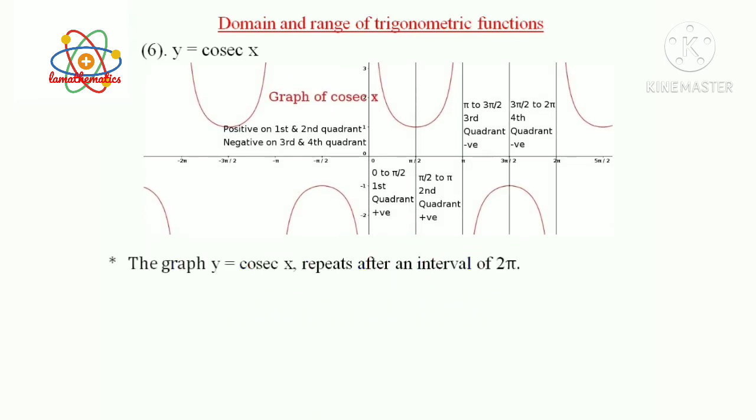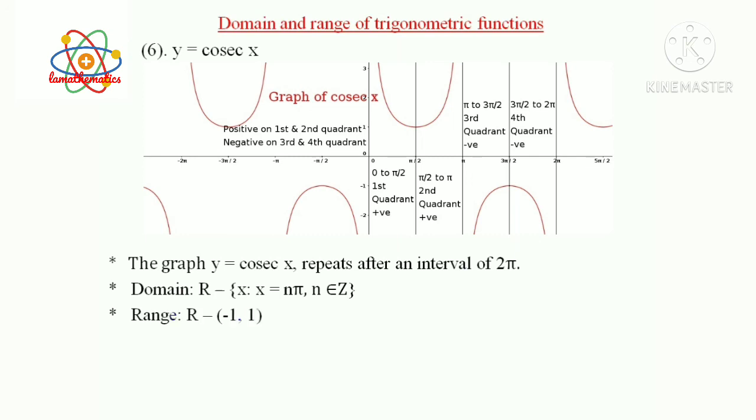The graph of y equal to cosec x repeats after an interval of 2 pi. That is, cosec function is periodic with a period 2 pi. Domain is R minus the set of x such that x equal to n pi, n belongs to the set of integers. That is, on integral multiple of pi, the cosec function does not exist. Or R minus integral multiple of pi is the domain of cosec function.